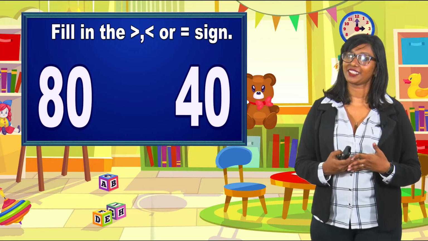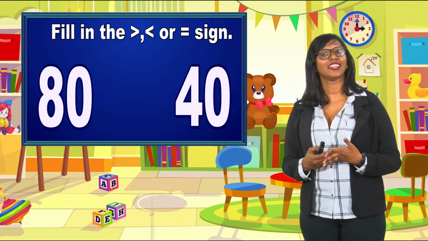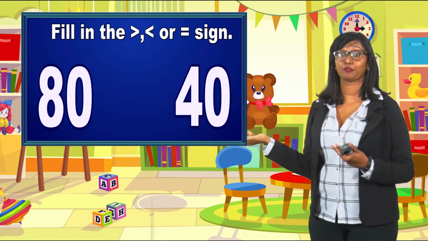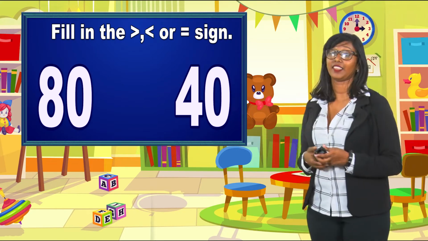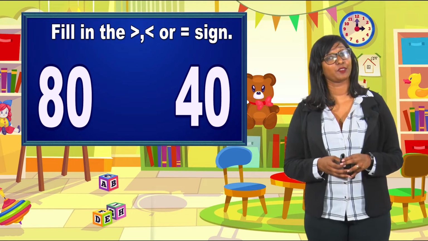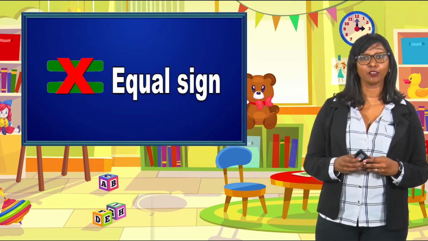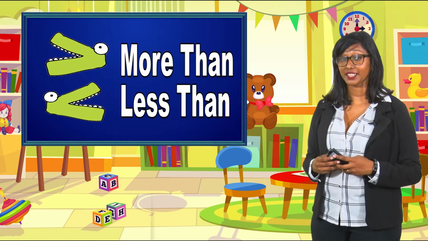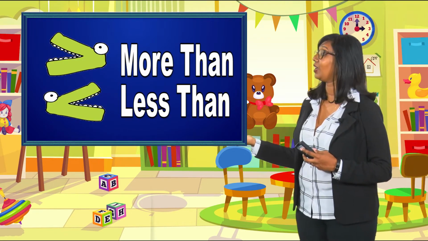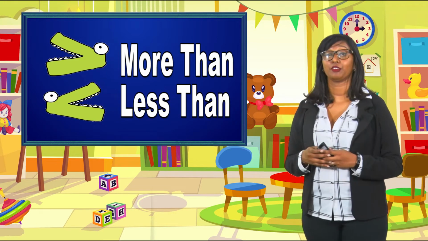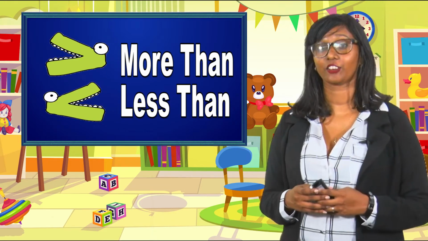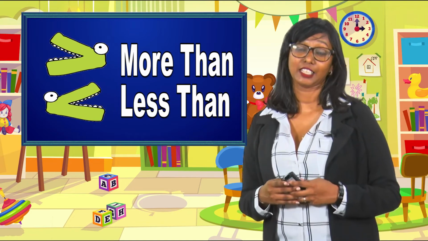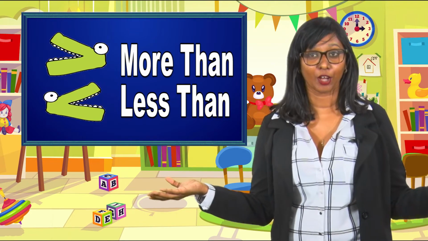Okay, boys and girls, welcome back. Now, if we have 80 and 40, they are not the same. So if they are not the same, therefore we cannot use the equal sign. So we have to choose again from our more than sign and our less than sign. Remember, the alligator is hungry and he wants to munch on the bigger number.